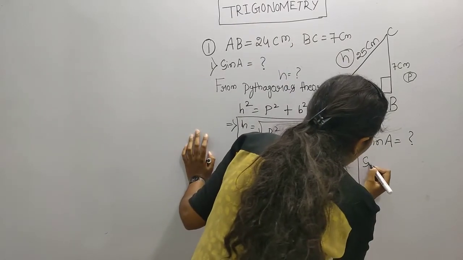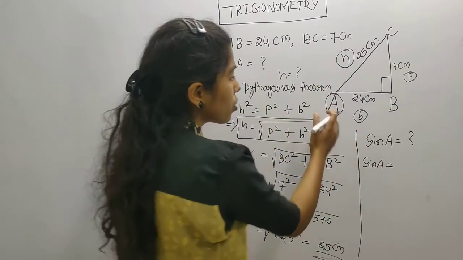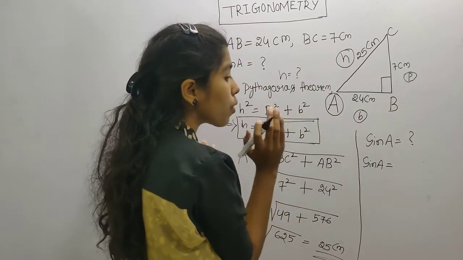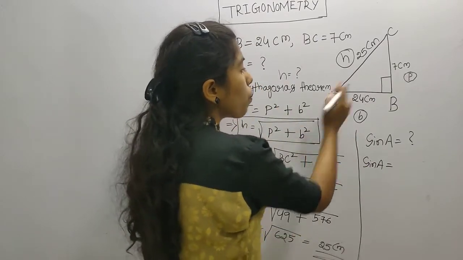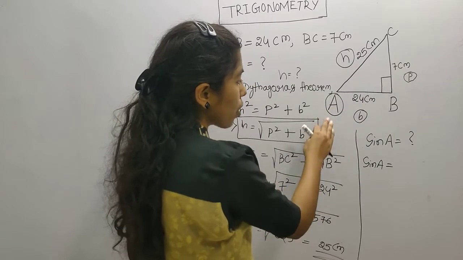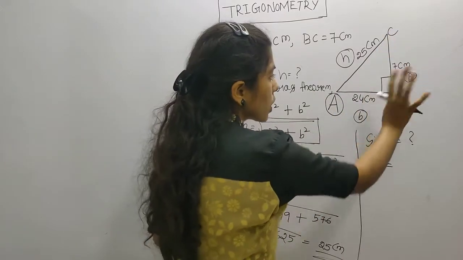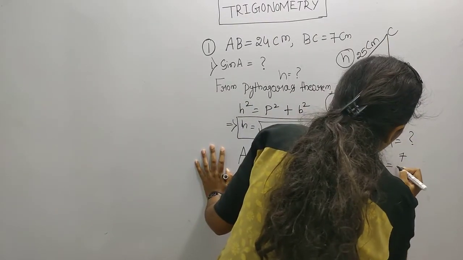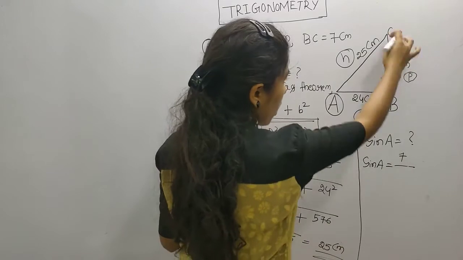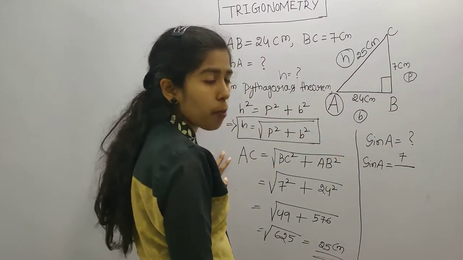I said P by H. So here what is the perpendicular? I said, which angle is given to you? The opposite side of that angle. So the side opposite to angle A is BC. So this is the perpendicular, no doubt. So 7 will remain up. This is the perpendicular, 7 by, down, the hypotenuse.